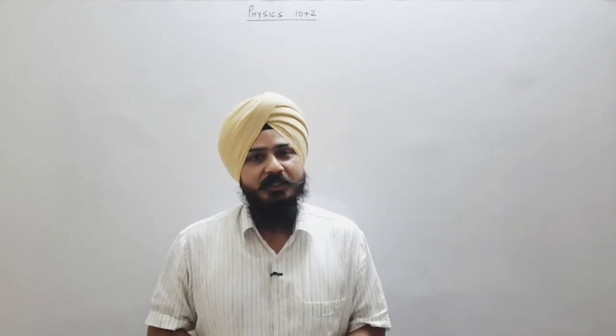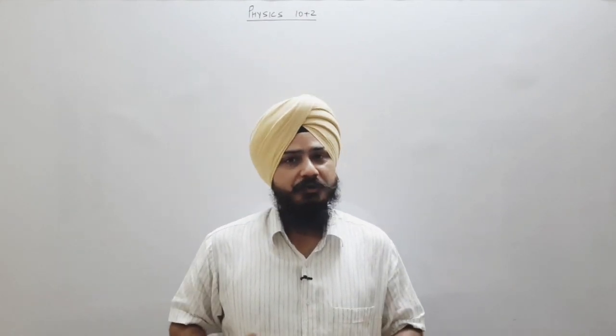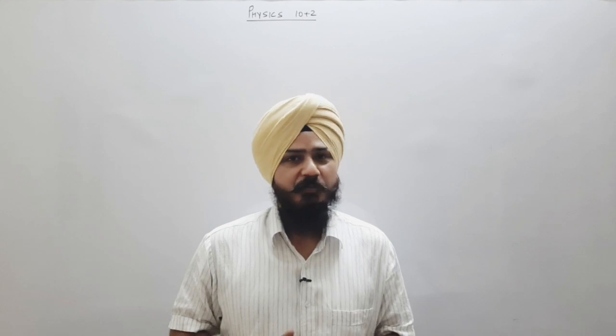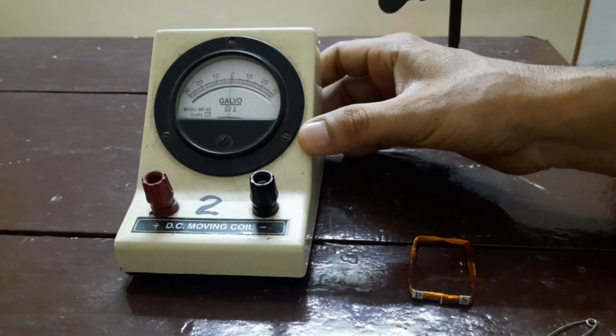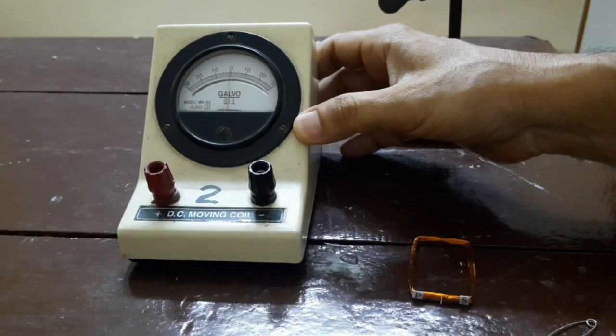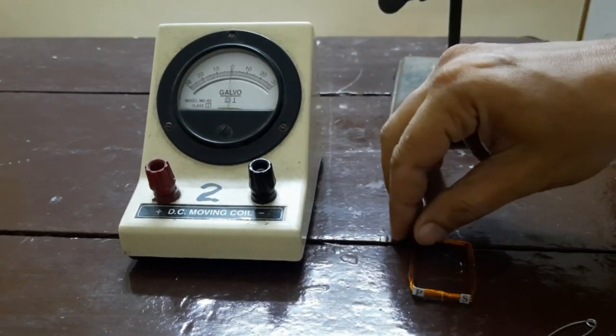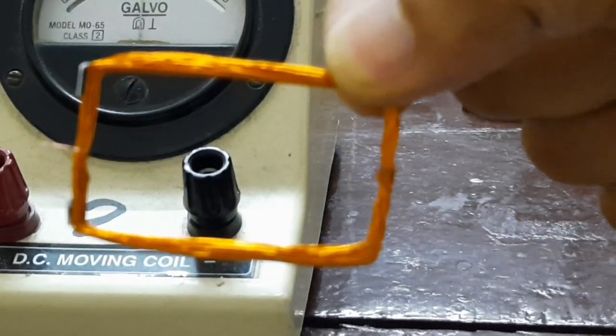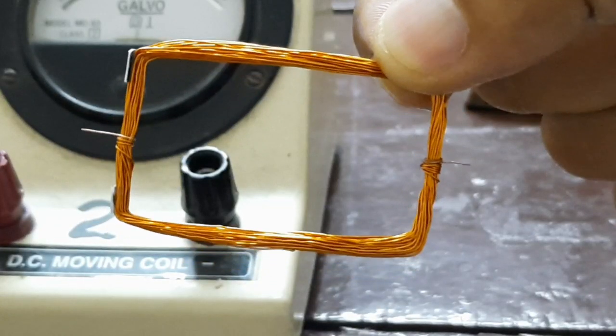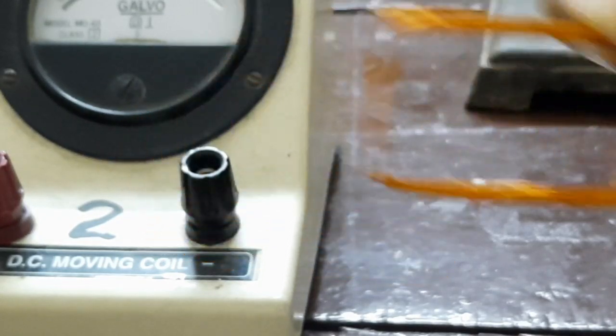Hello everyone. Today in this lecture we are going to study the working principle of AC generator. To realize AC generator, I have a galvanometer to show the presence of current. I have made a copper coil. So the ends of the wire are kept so as to make the axis of this coil.